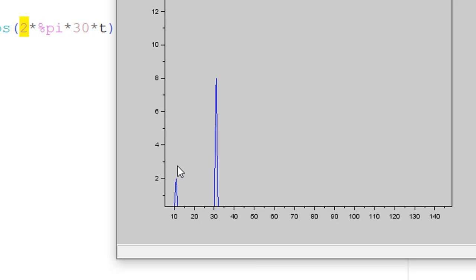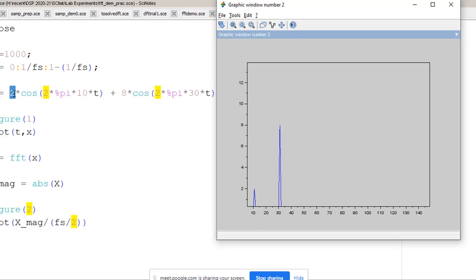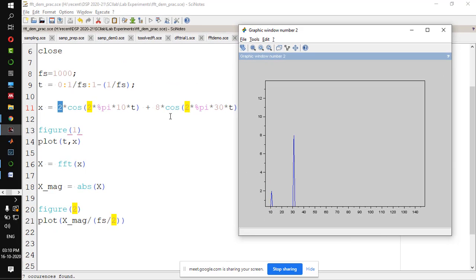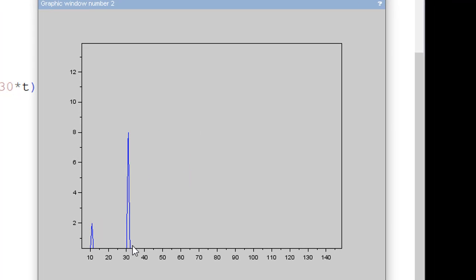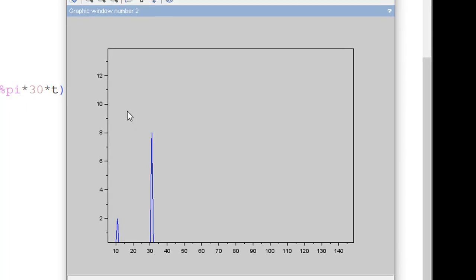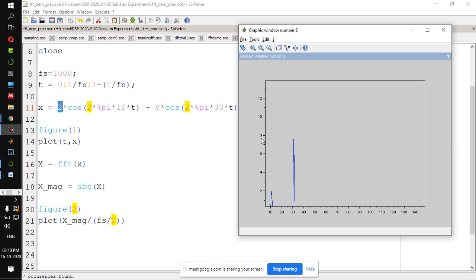Do you see an impulse at 10? Okay, so what does it say? There is an impulse in the frequency domain means that there is a frequency component at 10 Hertz. And what is its amplitude? Its amplitude is 2, right? See here, its amplitude is 2. And I have one more frequency component which is 30 Hertz. There is an impulse at 30 Hertz. And what is its amplitude? Its amplitude is 8 volts. So I have 8 here. Getting?